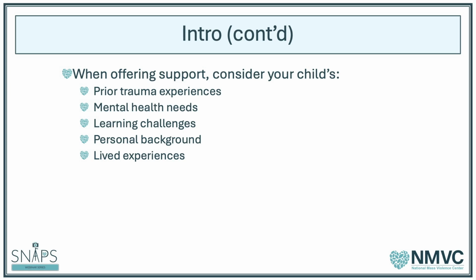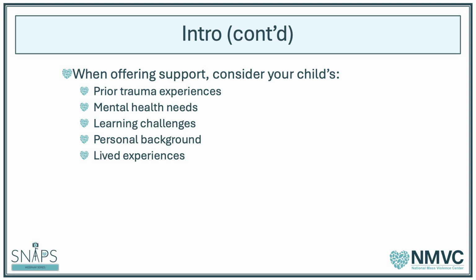There are several things to consider when offering support to your child. Here are some examples. Has your child experienced a traumatic event in the past? Do they have any mental health or psychological difficulties that predate the MVI? Research clearly indicates that prior trauma exposure and pre-existing mental health difficulties can impact how well an individual copes with another traumatic event. This is just important to keep in mind when considering how to help your child.